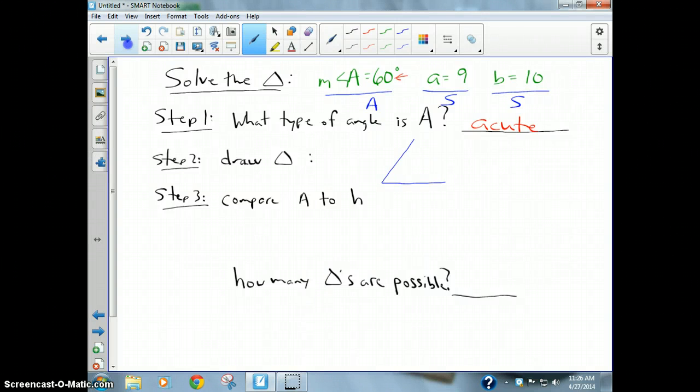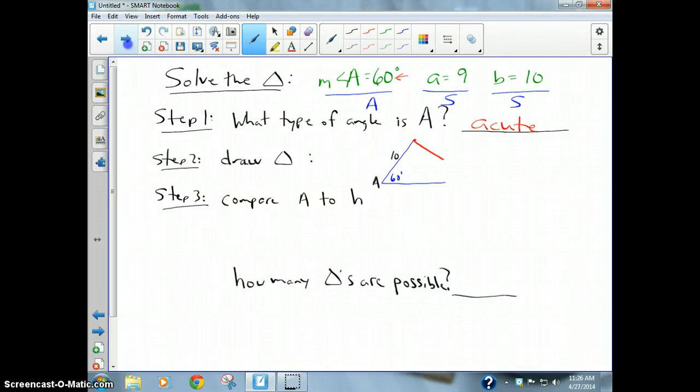Here is angle A, which is going to be 60 degrees. Let's label that A. Side B, which would be right here. Side B is 10. And now we got to figure out how long side A is.